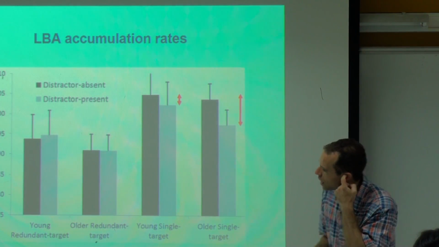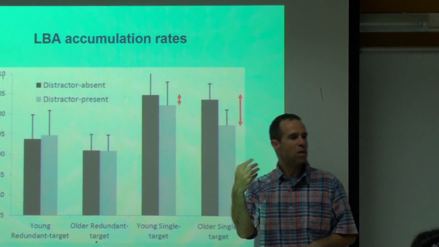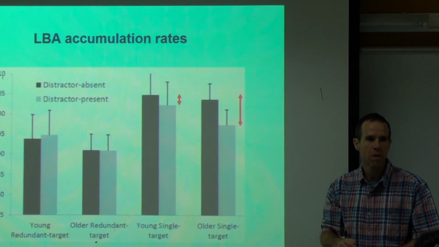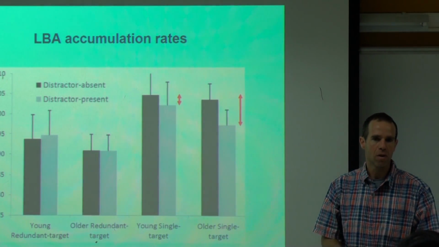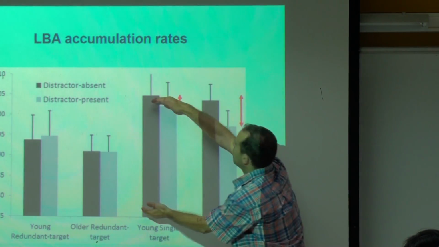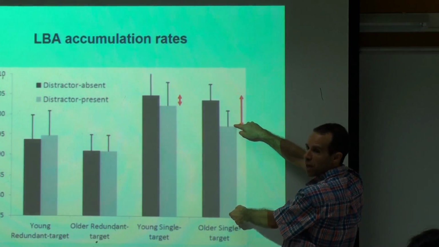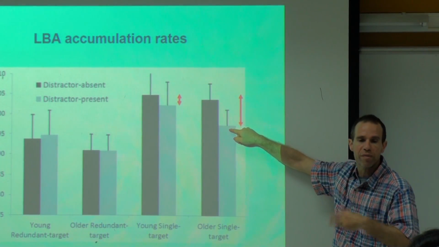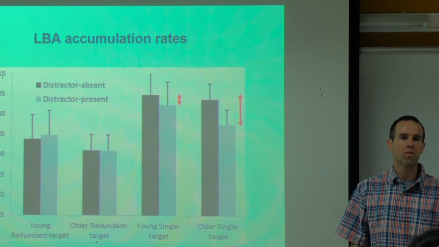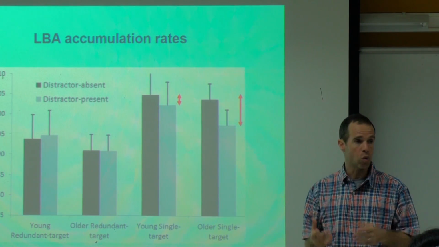Now, I should say this is accumulation rate. Because this is the rate of processing, then the lower you are, the less efficient you are. And you can see that this condition, out of all of the four, this bar is the lowest one. That is the bar indicating older adults with distractors. It's the lowest of all conditions. It marks the detriment to performance, the impairment of performance due to the distractors, also.